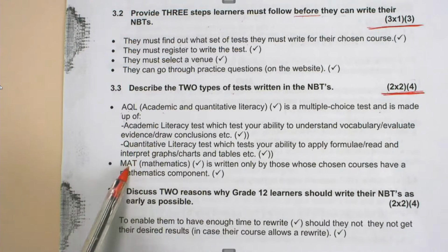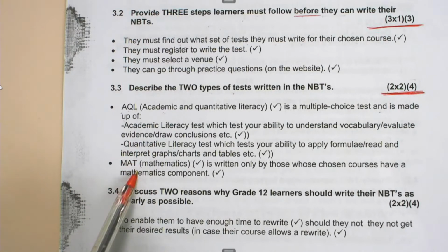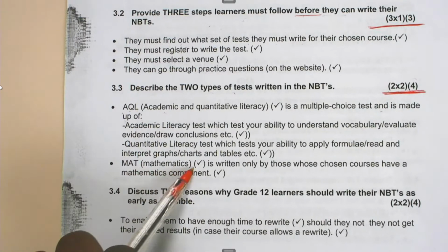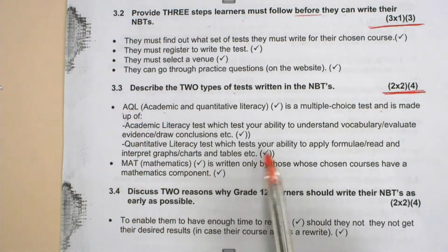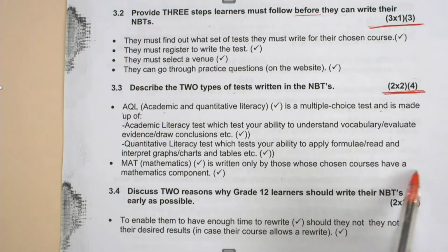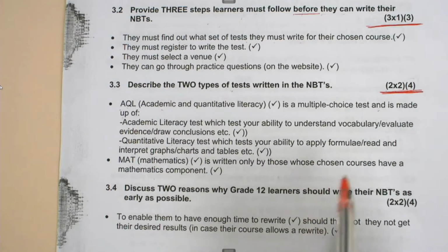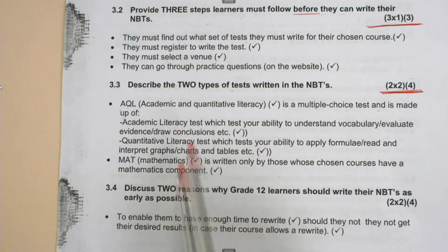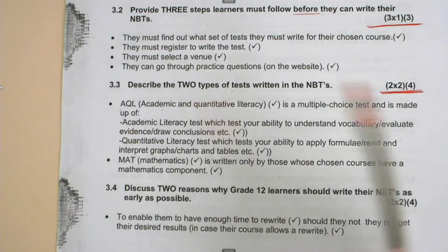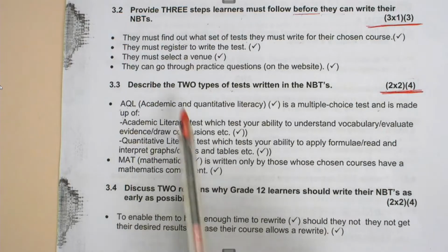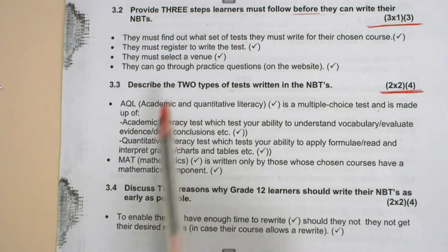Now, the second one is MAT. What is MAT? It's where they're going to check the mathematics of learners. It is written only by those whose chosen courses have a mathematics component. It means not all learners will be writing this, but only those learners whose course has a mathematics component. Now, when you mark the learners, this one is easy. You just mark because they have explained both the types of tests that will be written.